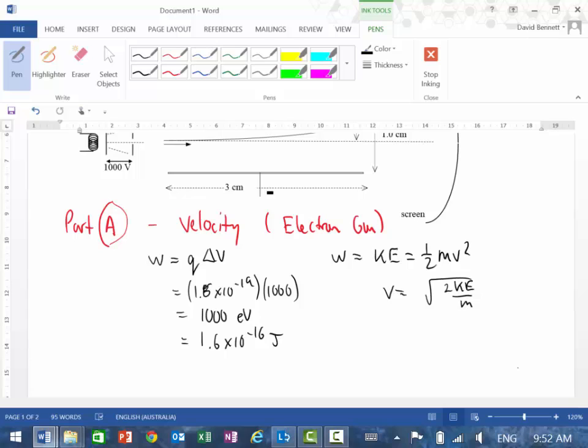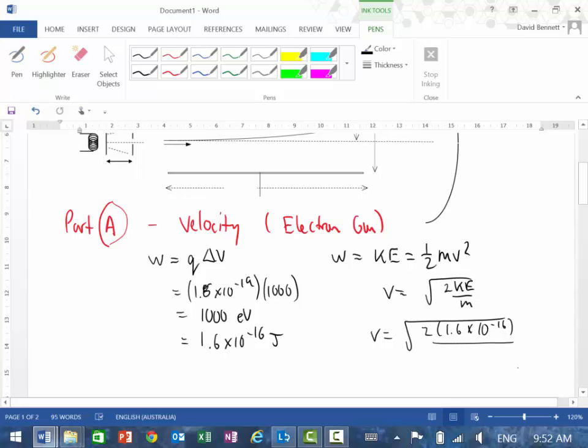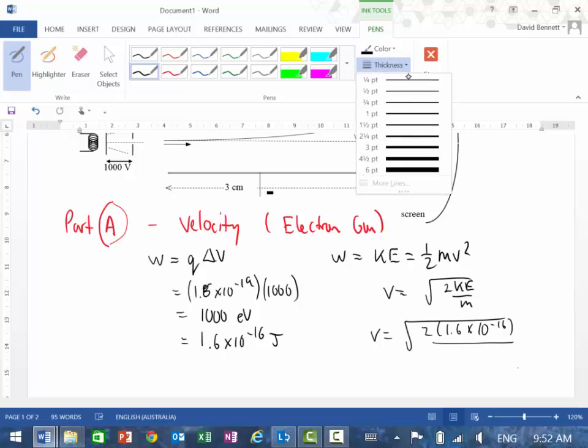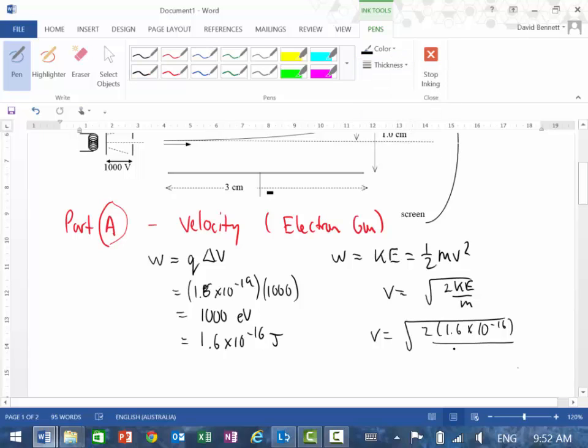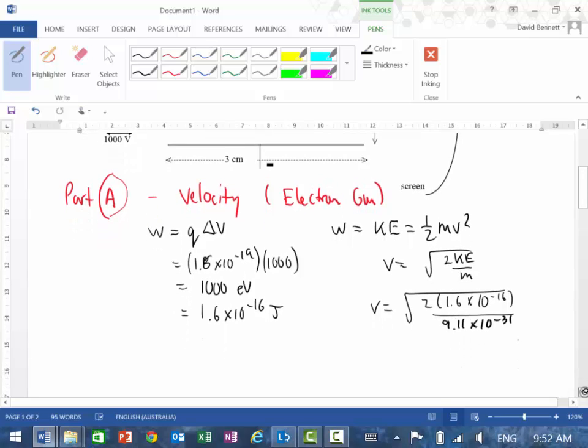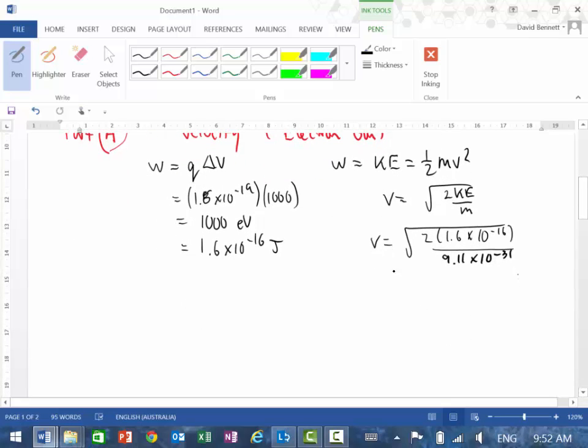So our velocity is equal to the square root of 2 times that value, 1.6 by 10 to the minus 16, all over the mass. Now, it's the mass of the electron that we're actually accelerating, so the mass of the electron is 9.11 by 10 to the minus 31. So that will give you the information that we need to work out the velocity.